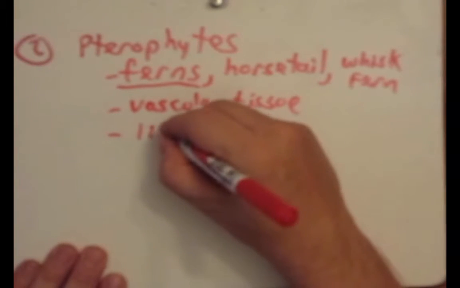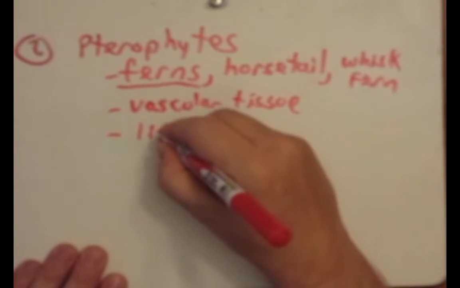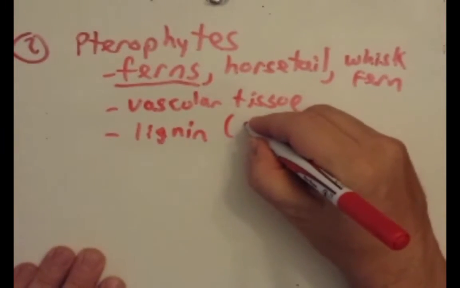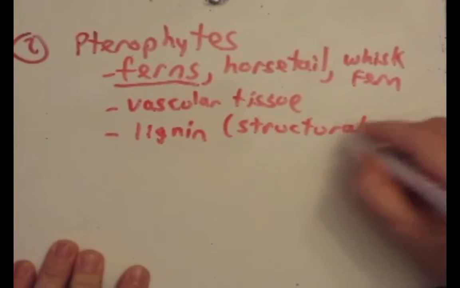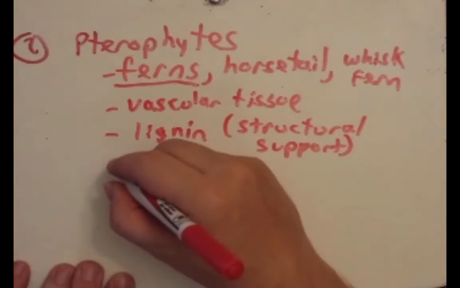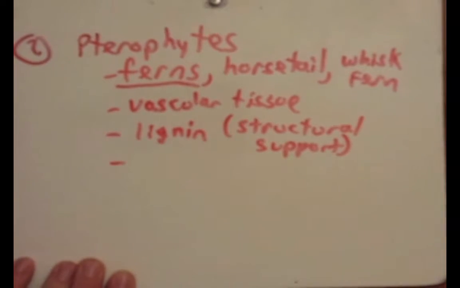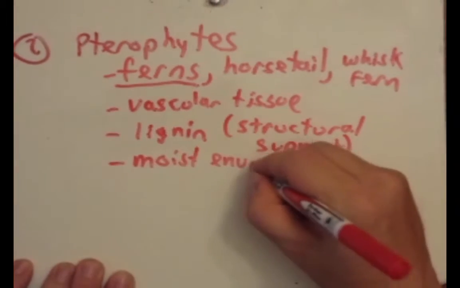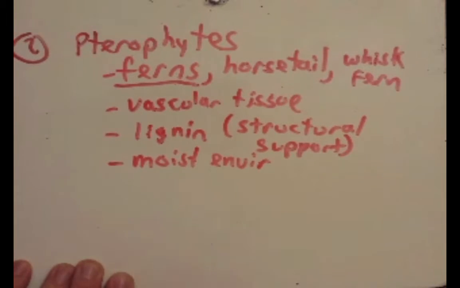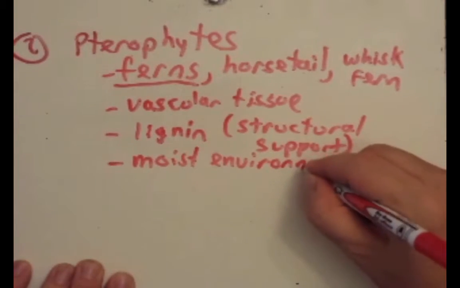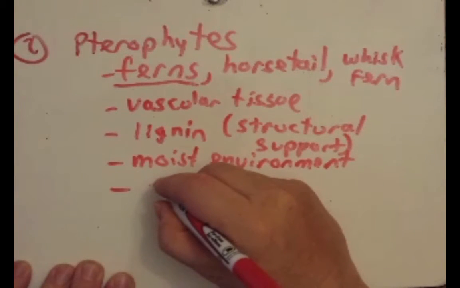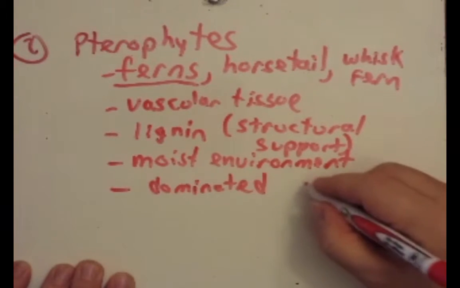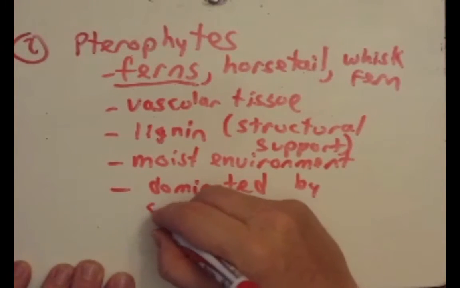And remember that allows the transport of water and nutrients. They also have lignin, and this helps provide structural support. Allows them to grow taller and protects them too. They also have some restrictions to a moist environment. Not quite as much as the bryophytes, the mosses, but still they have some restrictions there. Unlike the bryophytes, the terrafights are dominated by this sporophyte generation.